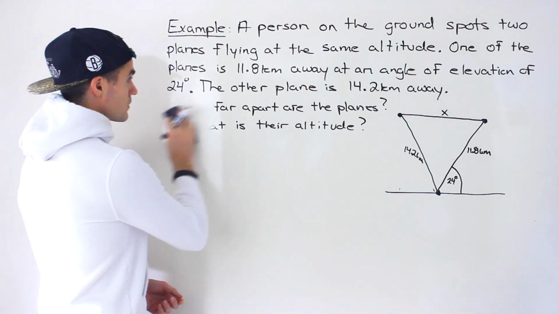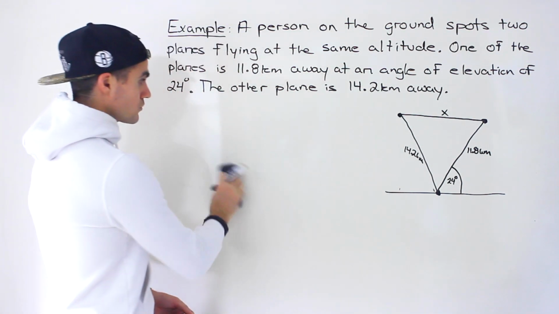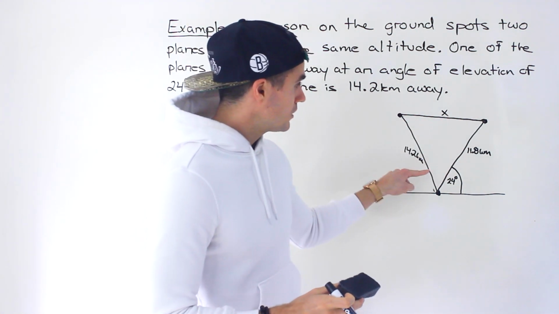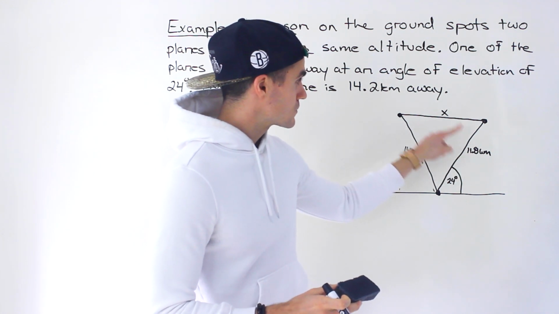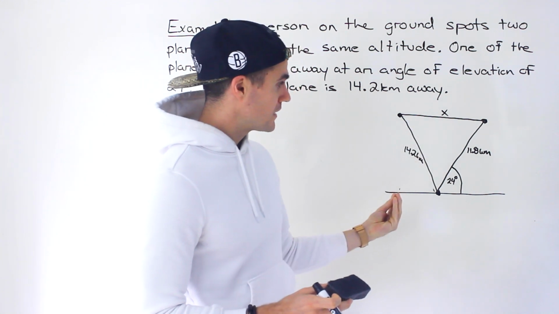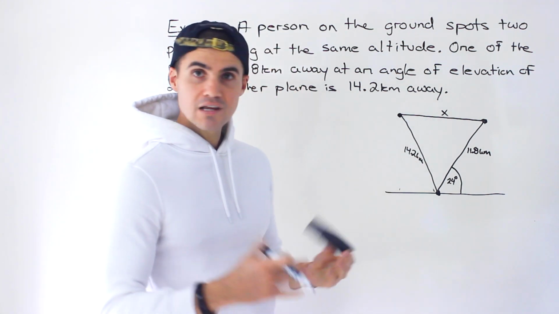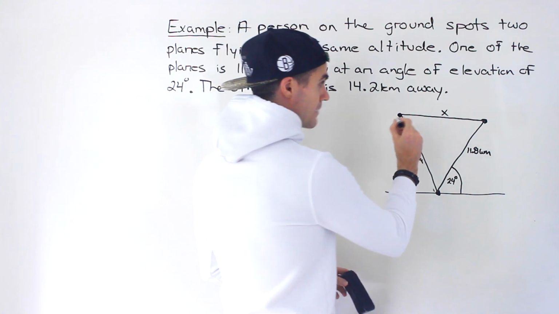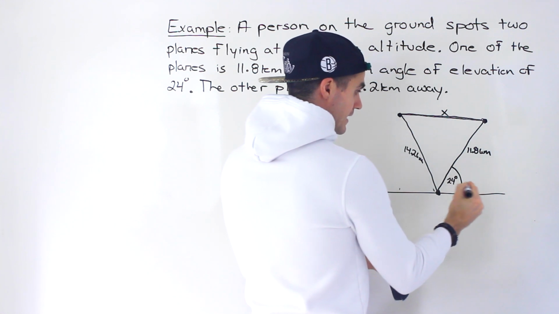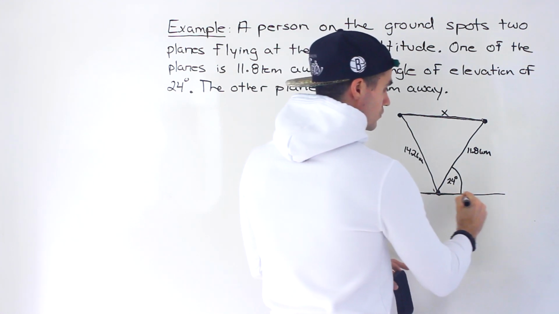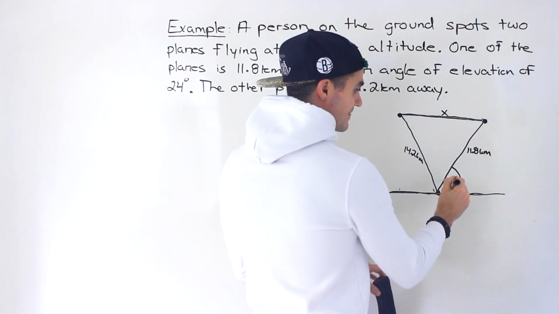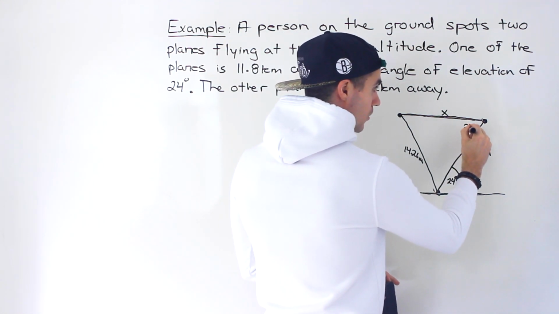Let me erase this just to give myself a little bit more room here for any algebra we're going to do. Now, notice we've got this triangle here. We have two of the sides. We're solving for the third side. Notice that right now within the triangle we don't have any of the angles, but if we use the Z pattern, because the planes are flying at the same altitude, this line is parallel to the ground. Because it's parallel to the ground, we could use the Z pattern, meaning that this angle and this angle are the exact same thing.